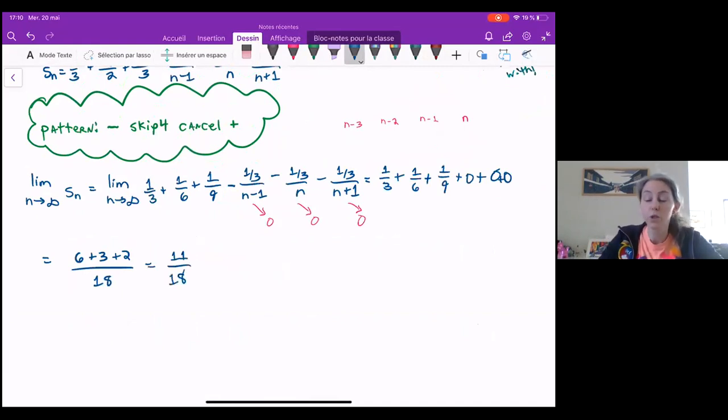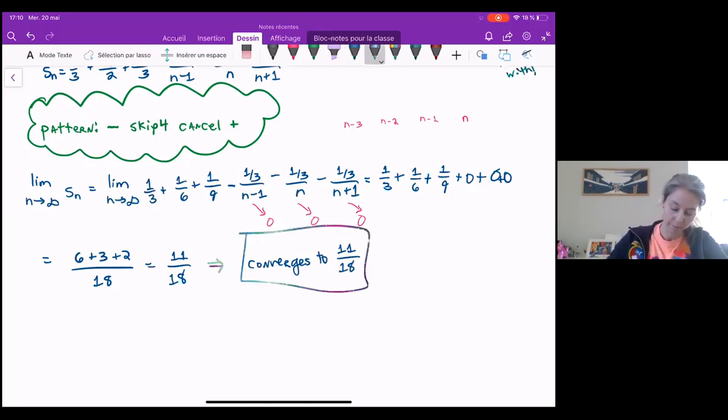Now this was one of the 2 times that we could figure out the sum. S sub n is going to 11 over 18, so my final answer is that this converges to 11/18, the end. That's it, that's the answer.